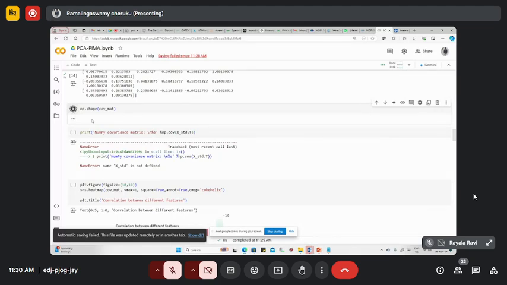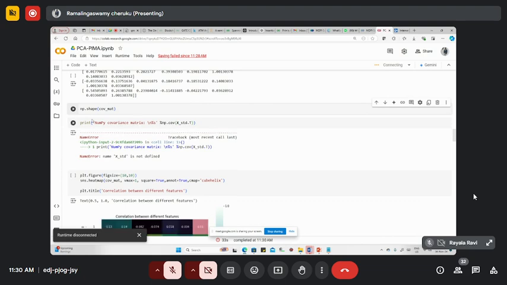I just want to check that it should be 8 cross 8. np.shape of the covariance matrix. The size of the covariance matrix is equal to the number of features.